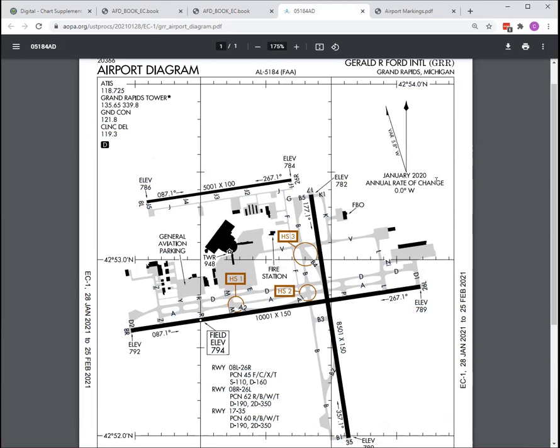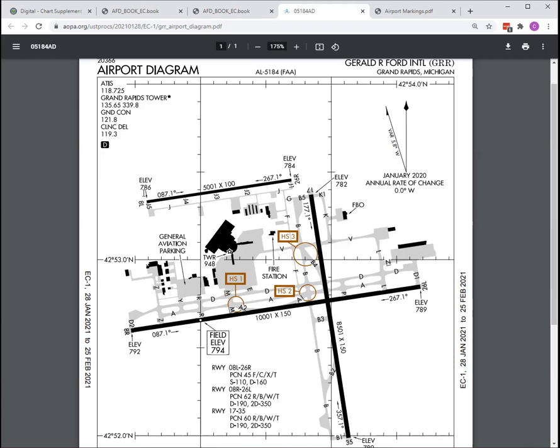The other thing they have over here is the variation. So this is the number that you use when you're doing flight planning to calculate your actual heading that you're going to fly, because the magnetic compass, since it's using the magnetic field of the Earth, is prone to this variation effect, which is the variation between the true North Pole and the magnetic North Pole. And so they give you that. At Grand Rapids, it's 5.8 degrees west.